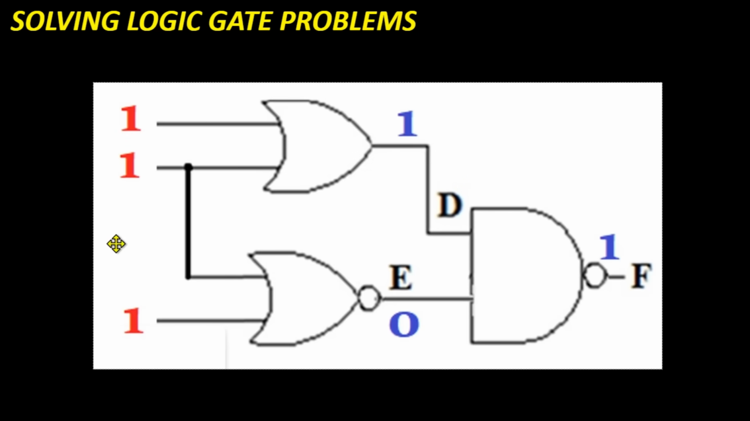This is what you'll get if you did it correctly. This 1 and this 1 goes through this OR gate and you get a 1. This 1 and this 1 goes through a NOR gate and you get a 0. This 1 and this 0 goes through a NAND gate and you get a 1.